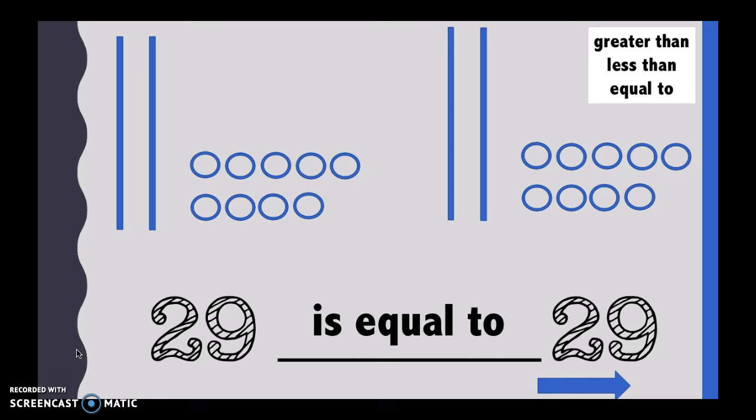Let's read our sentence out loud and see if it does make sense when we read it from left to right. 29 is equal to 29. Yeah, that does make sense. Friend, give yourself a high five. Awesome job. All right, erase your board, find a new spot in your math journal. We're going to try it again.